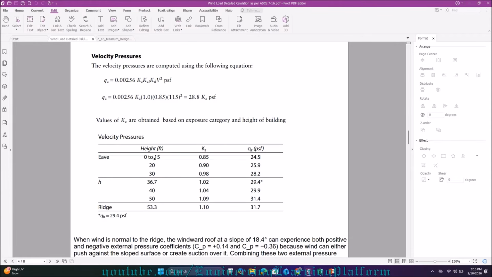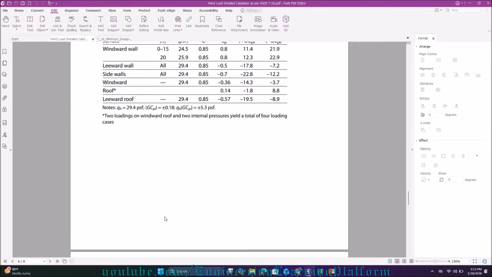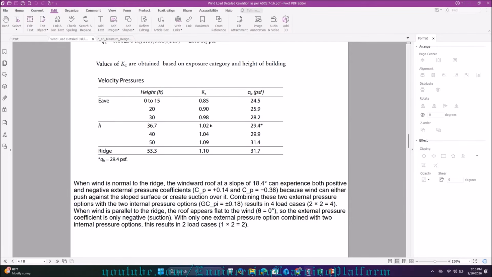But as I mentioned earlier, when you are calculating the velocity pressure for your windward side, then you need to get the KZ value at different heights, because as far as our windward side is concerned, you can see the pressure is applied not in the form of a uniformly distributed load, but a varying load. That's why we take the value of KZ at different heights.